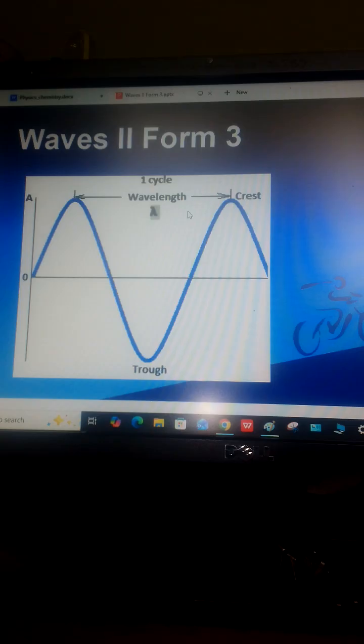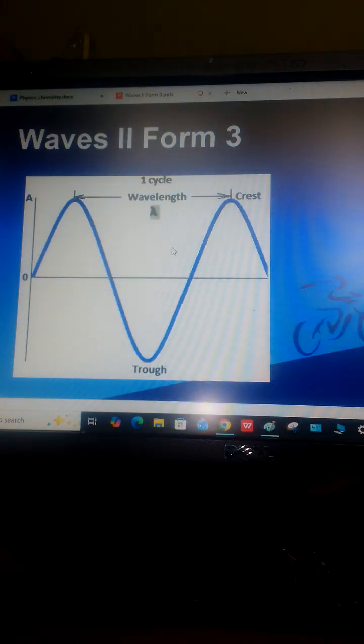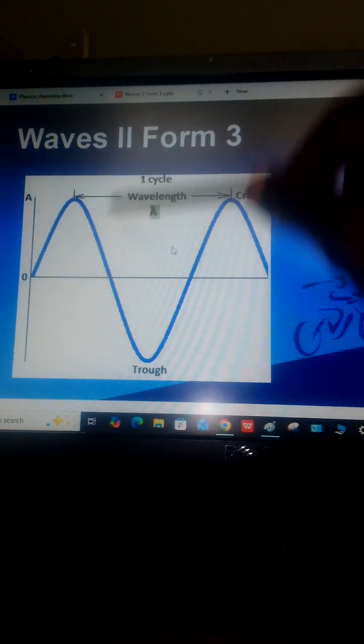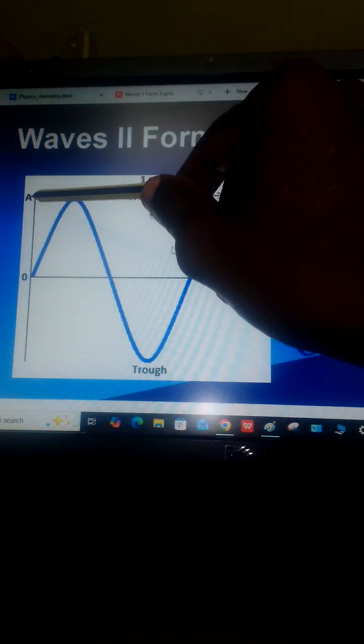Now let's look at some other important component of a wave. That is the amplitude. The amplitude from here to here, or from here to here, that's the amplitude A, is the maximum displacement from the equilibrium position of a wave. So this being the equilibrium position, the wave oscillates or vibrates like that, and the maximum displacement is the amplitude A.